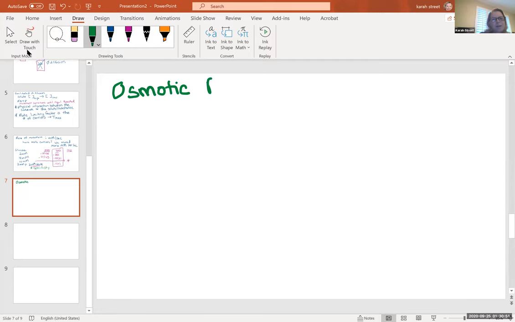Okay, osmotic pressure. Sneezing, an orgasm through your nose.